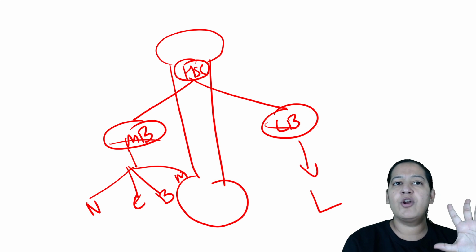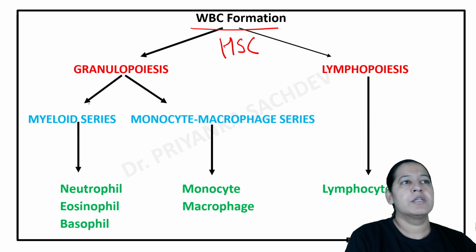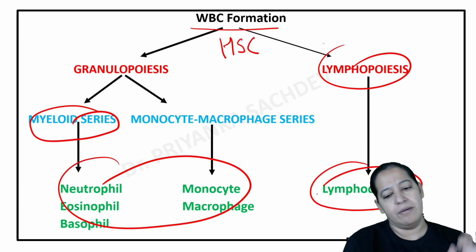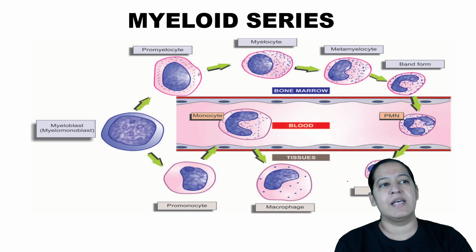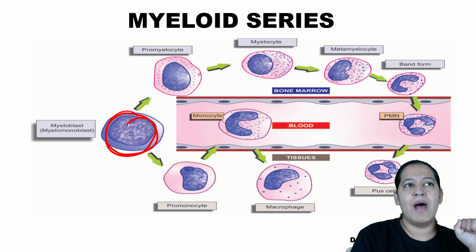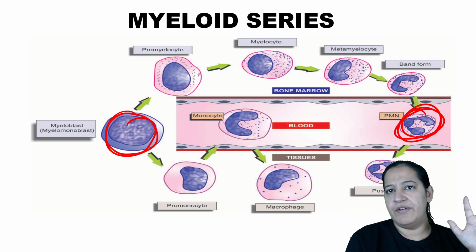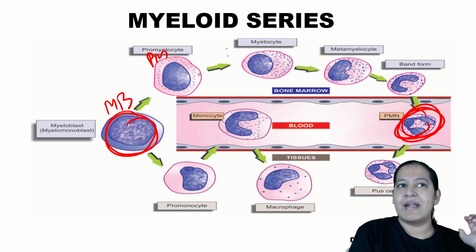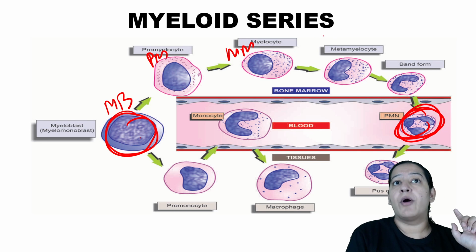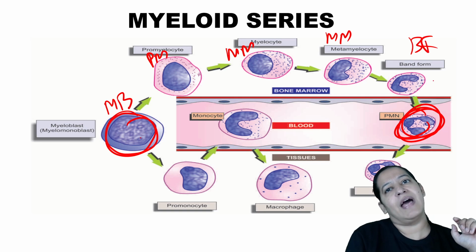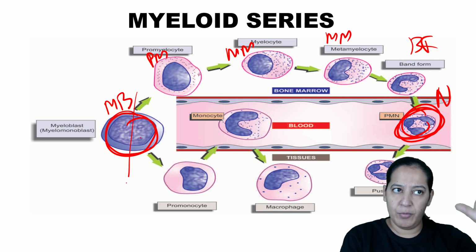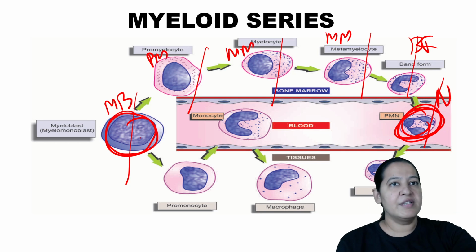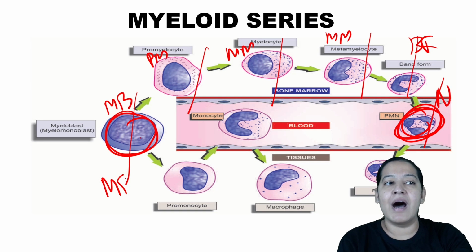So lymphoblast and myeloblast are the two types of blasts present in the bone marrow. The myeloid series forms all these, and the lymphoid series forms only lymphocytes. Now you can see this is myeloblast. From the myeloblast, neutrophil is formed through intermediates. Promyelocyte is formed, then myelocyte, then metamyelocyte, then band form, then neutrophil. So the intermediates are myeloblast, promyelocyte, myelocyte, metamyelocyte, band form, and neutrophil. This is how neutrophil is formed from the myeloblast.